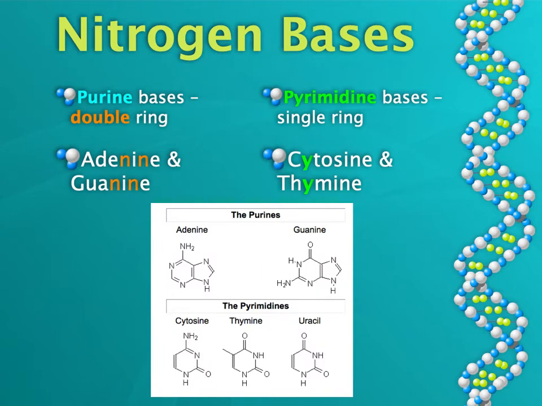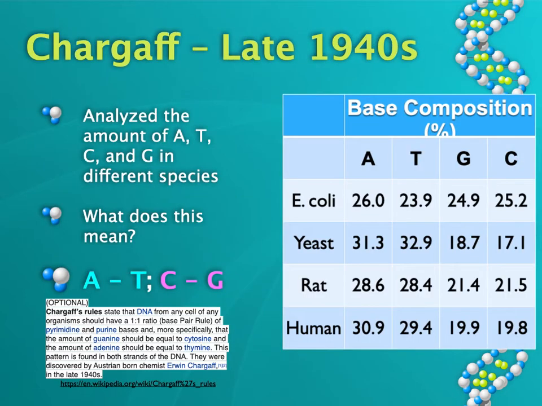They come in 2 major groups, the purines and the pyrimidines. The purines have a double ring, adenine and guanine, and double ring, double letter N is how I memorize it, because I always had trouble doing that. Pyrimidines were easy because pyrimidine has a Y in it. So does cytosine and thymine. So hopefully that will help you memorize it.